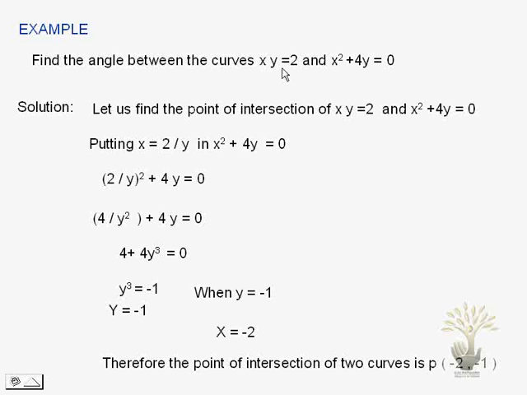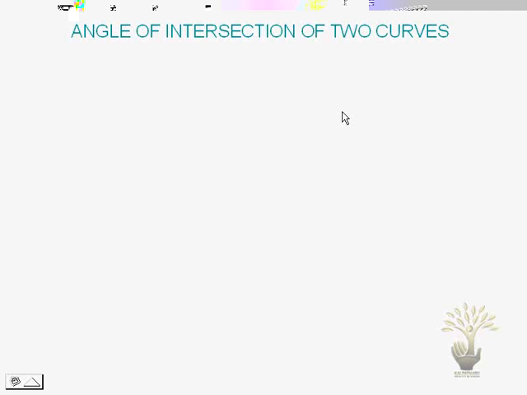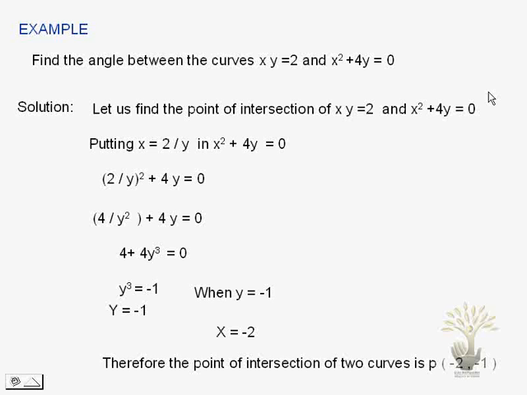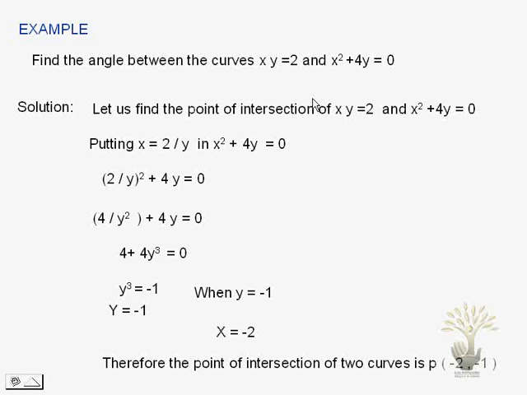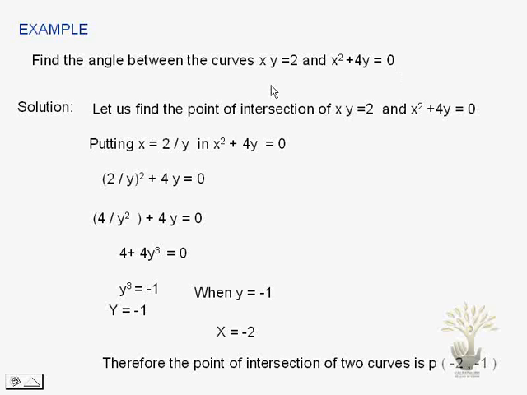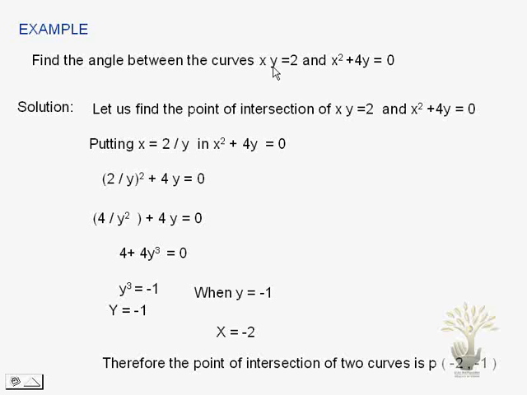Now, example. Find the angle between the curves xy is equal to 2 and x squared plus 4y is equal to 0. Solution. Let us find the point of intersection of xy is equal to 2 and x squared plus 4y is equal to 0. Two curves are given, xy is equal to 2 and x squared plus 4y is equal to 0. To get the angle between these two curves, first we need their slopes at their point of contact. So we need the point of contact, so solving these two equations.